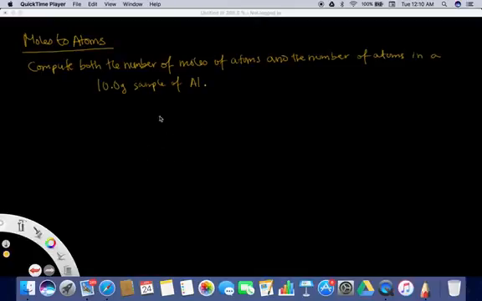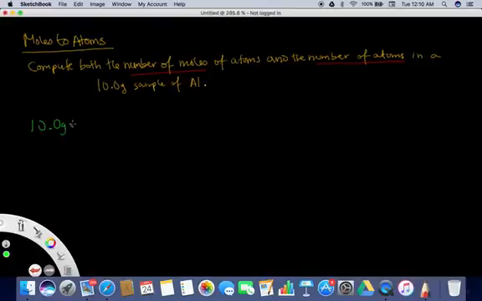So, we have a problem here, and it asks us to compute both the number of moles of atoms and the number of atoms in a 10-gram sample of aluminum. So they're asking us to find the number of moles and the number of atoms in a 10-gram sample of aluminum. So the way we set this up to solve is the first thing we want to do is write out what we know. Well, we know that we have 10 grams of aluminum. So let's write that down.